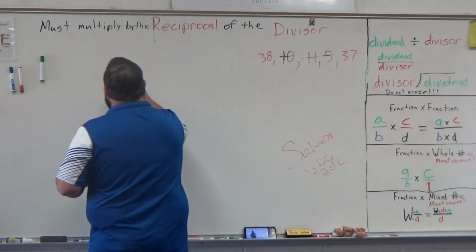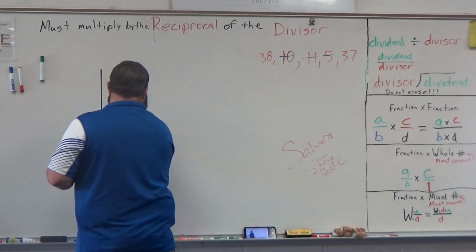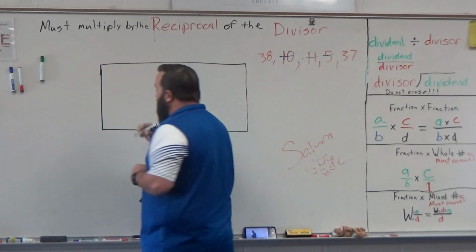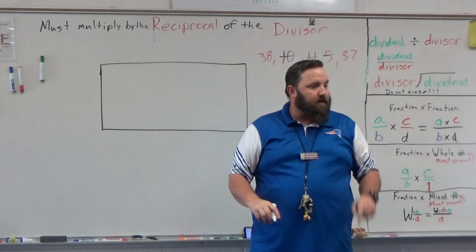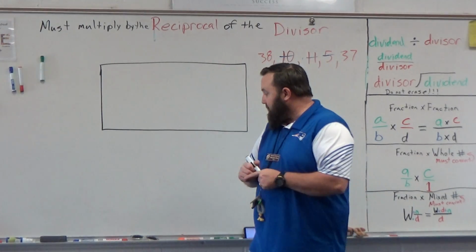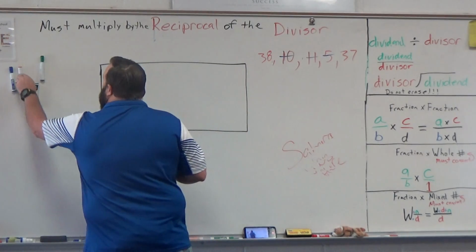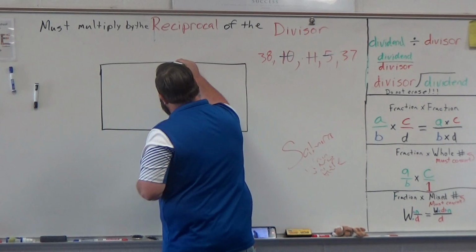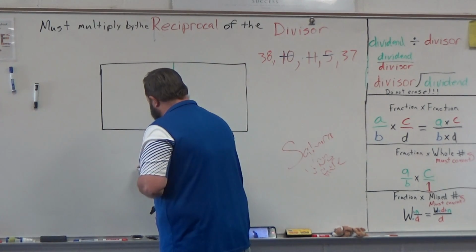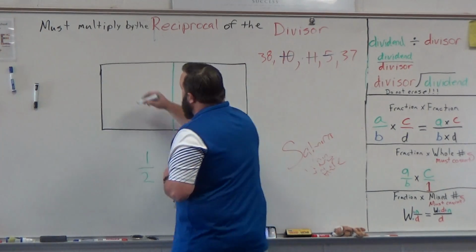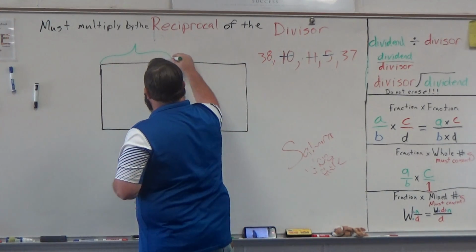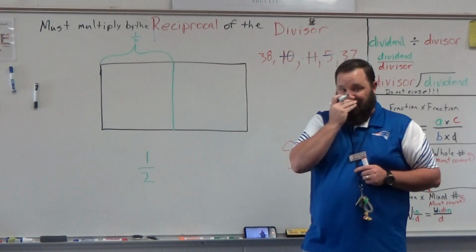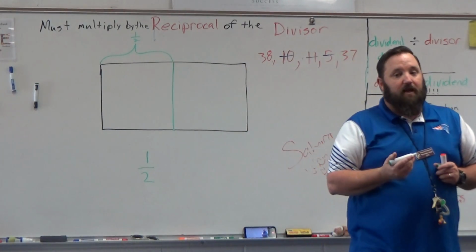Now, don't fight me on this. Some of you are going to try to fight me on this, but stay with me here. All right? Let's say I have a candy bar. And I want to take this candy bar and cut it into halves. So I have a half here, and a half here. Makes sense, right? Okay, so I've got my candy bar, I've cut it in half.